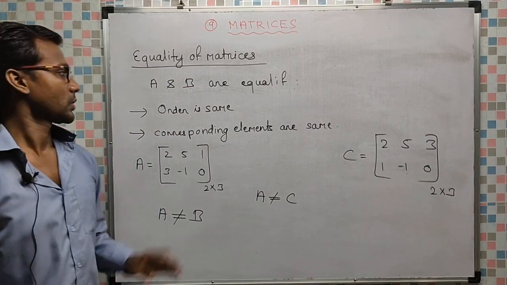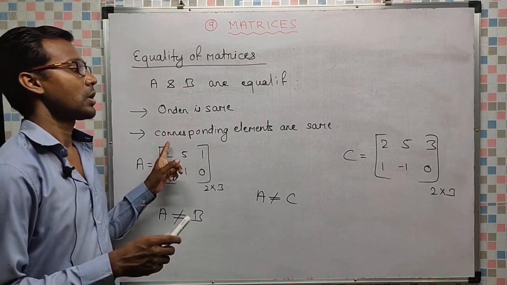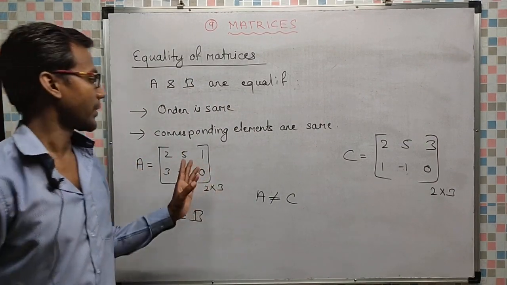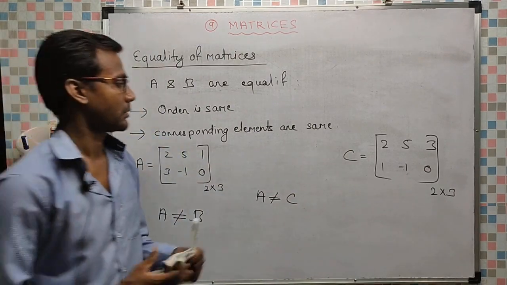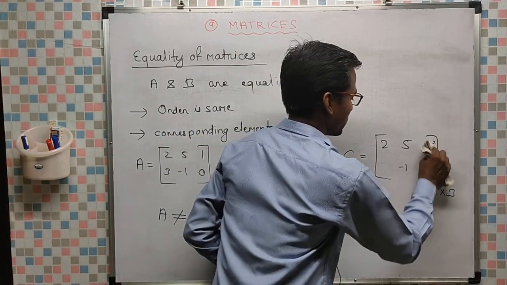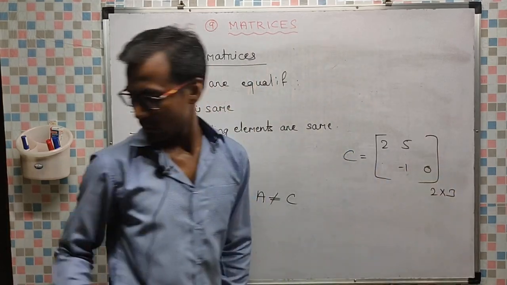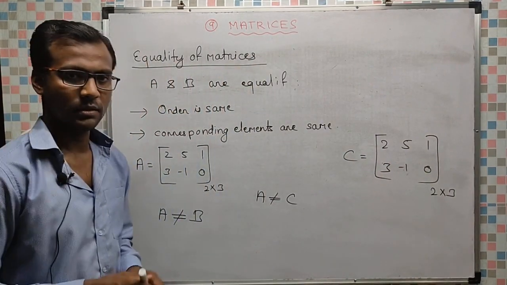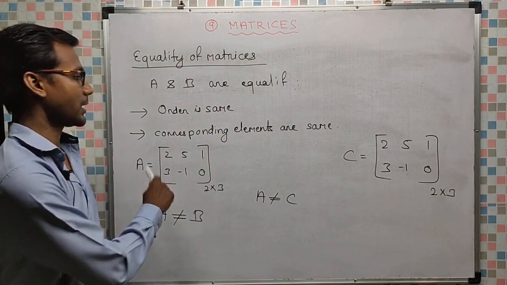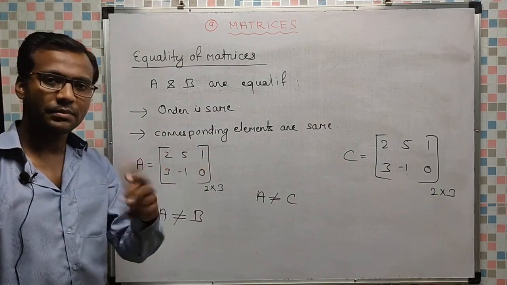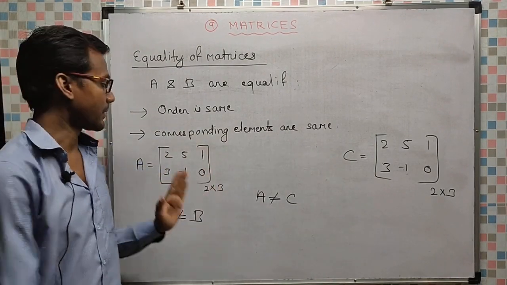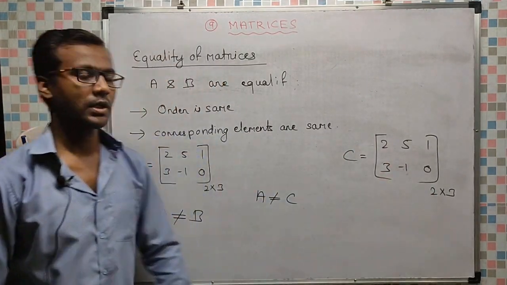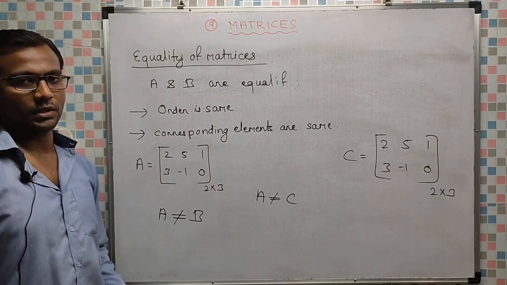Okay. So order is important. At the same time, corresponding position of the elements are also important. Okay. When can we say A is equal to C? If we put 1 here and 3 here, means just a carbon copy of each other. A and C you can see, simply names are different. Otherwise everything same, order same, corresponding elements are also same. Okay. In such a condition we can say A is equal to C, otherwise not.